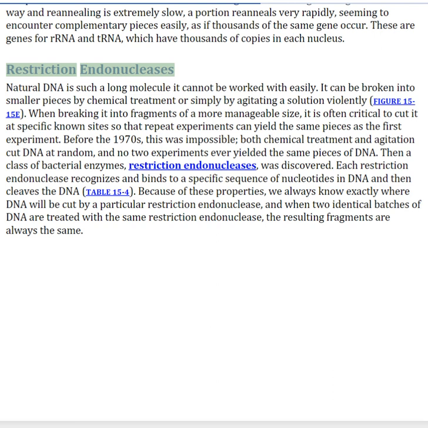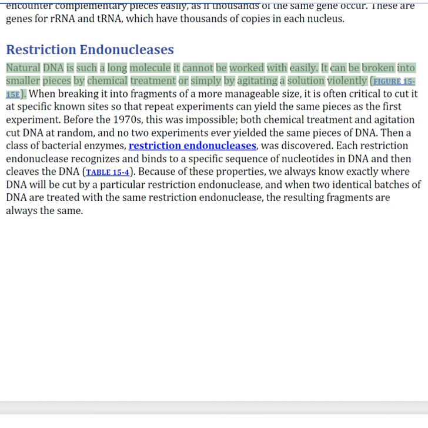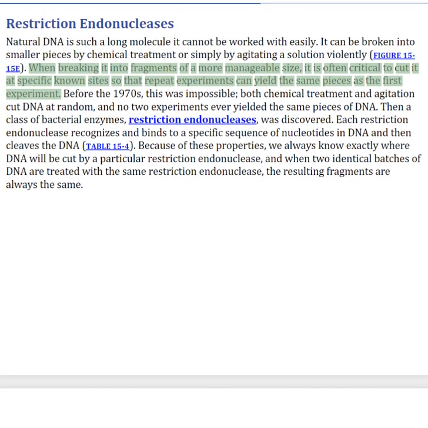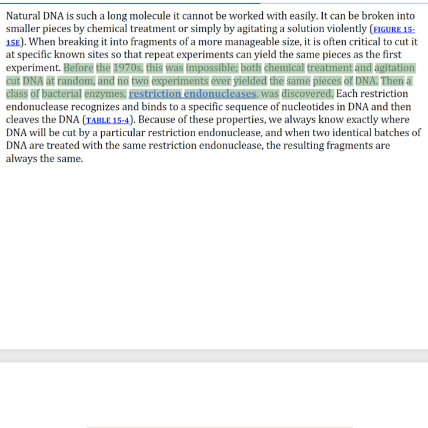Restriction endonucleases. Natural DNA is such a long molecule it cannot be worked with easily. It can be broken into smaller pieces by chemical treatment or simply by agitating a solution violently. When breaking it into fragments of a more manageable size, it is often critical to cut it at specific known sites so that repeat experiments can yield the same pieces as the first experiment. Before the 1970s, this was impossible. Both chemical treatment and agitation cut DNA at random, and no two experiments ever yielded the same pieces of DNA.